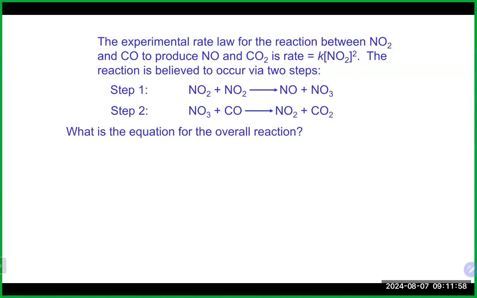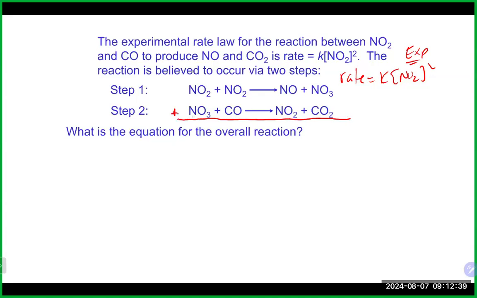So for example, if we have something like this, the experimental rate law for this reaction between NO2 and CO to produce NO and CO2 is that the rate is equal to k times NO2 squared. So this is our experimentally found rate law. And this is a possible mechanism of how this reaction takes place. So if we want to know whether this is a good, plausible mechanism, we want the overall reaction. Basically, what we're going to do is add these two steps together.